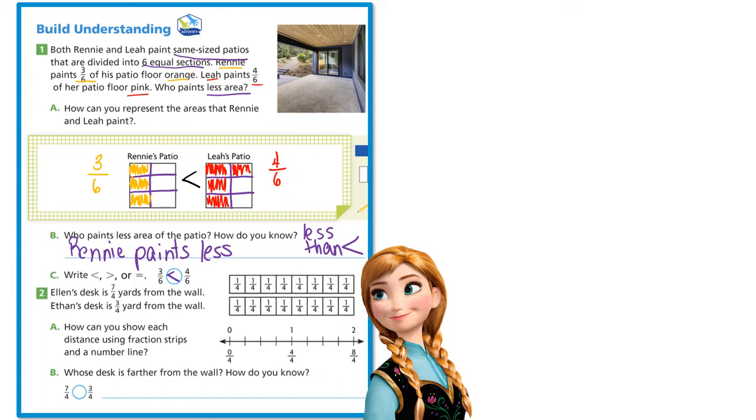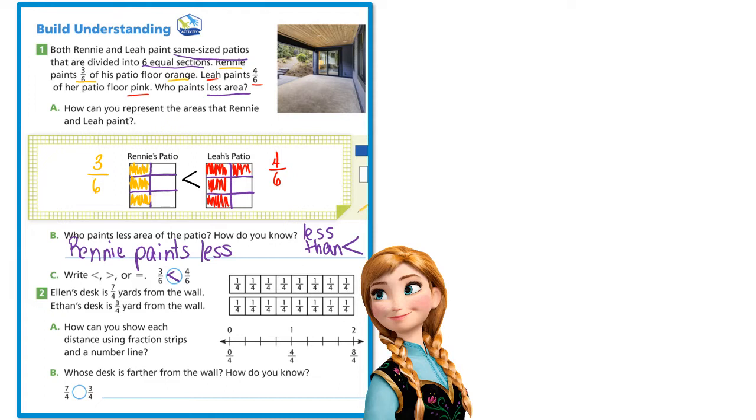I want you to make a little movie in your head so that you know what the situation's about. Ellen's desk is 7/4 yards from the wall. Ethan's desk is 3/4 yard from the wall. What is that problem about? What is it telling you? I think it's telling me that there are 2 desks away from the wall.